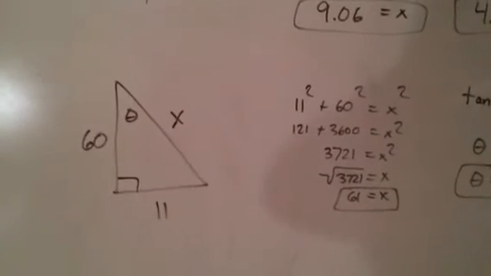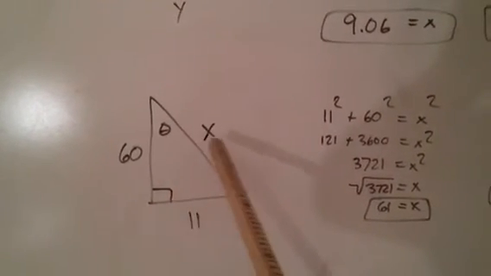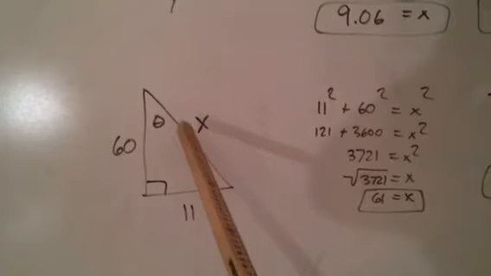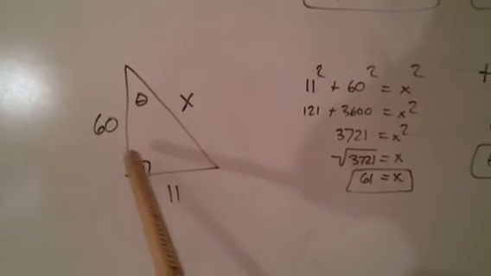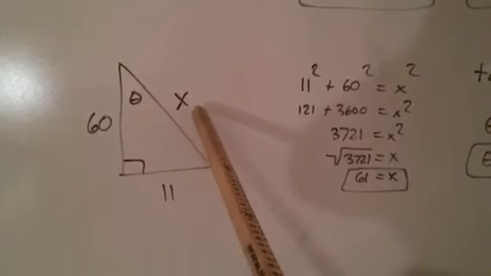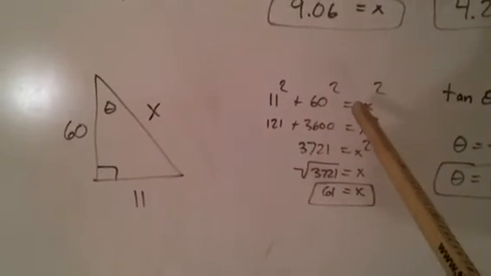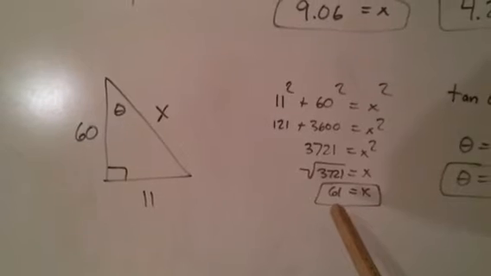For this problem, to find my two variables theta and x, this is a Pythagorean theorem problem. So 11 squared plus 60 squared is equal to x squared. I can solve this using the Pythagorean theorem. You eventually get 61.